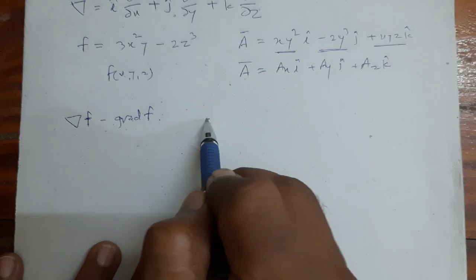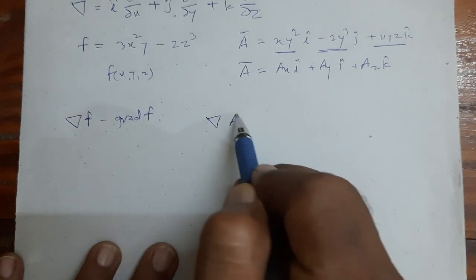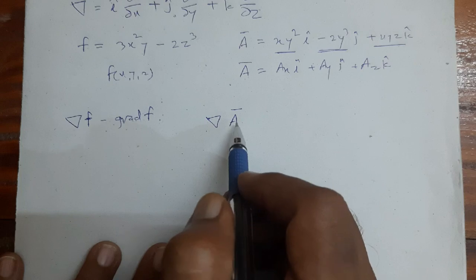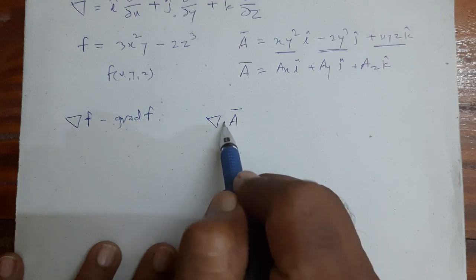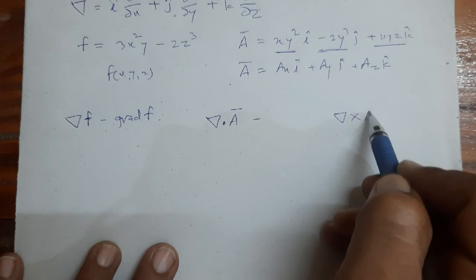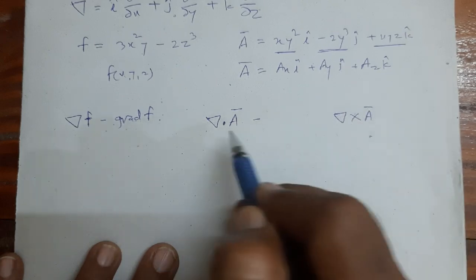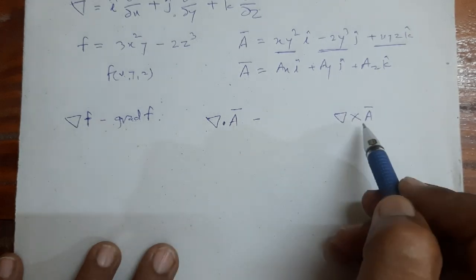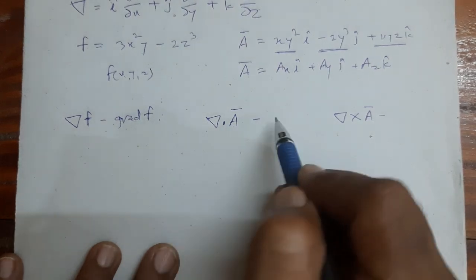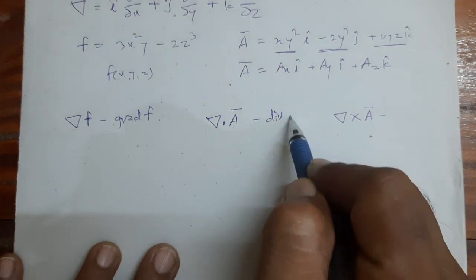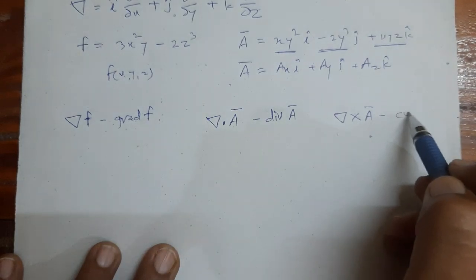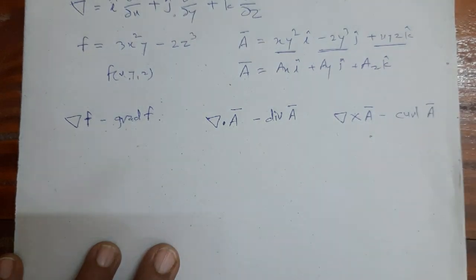When we operate the del operator on the vector function a bar, now both are vectors, and therefore there are two possibilities. Either we can think about a dot product, or we can think about a cross product. That means either there is del dot a bar or there is del cross a bar. Del dot a bar is known as the divergence of a bar, and del cross a bar is known as the curl of a bar.